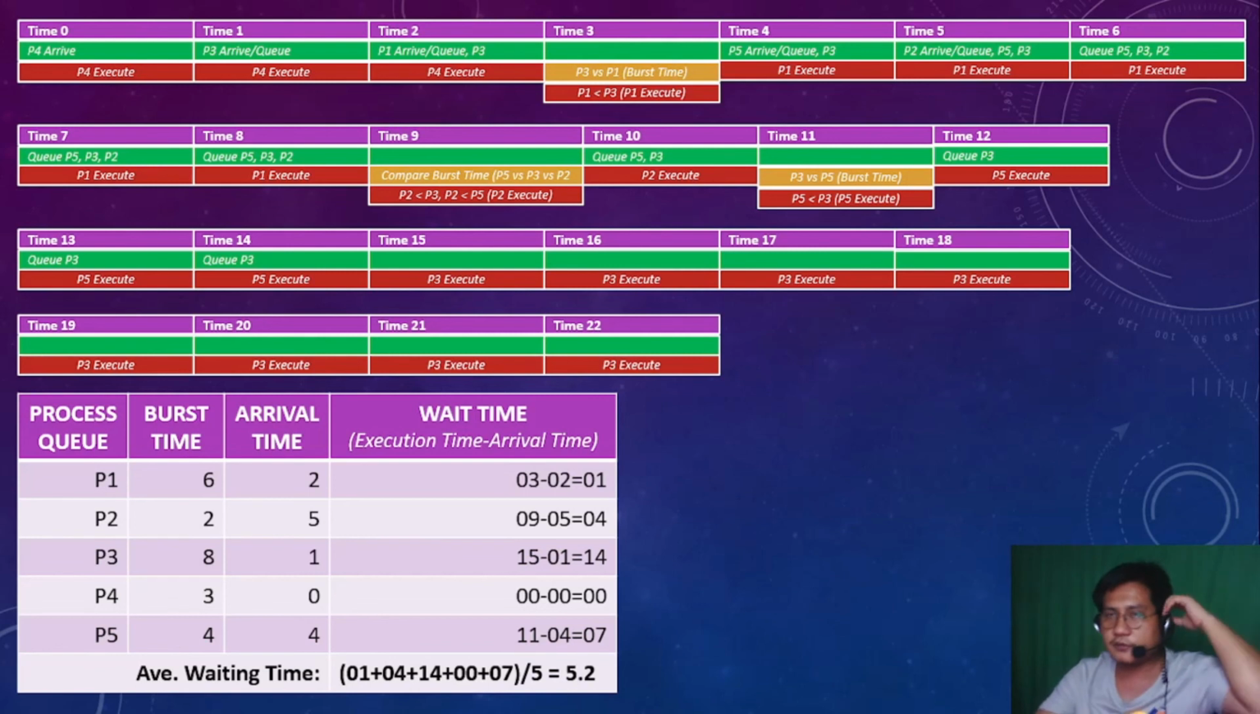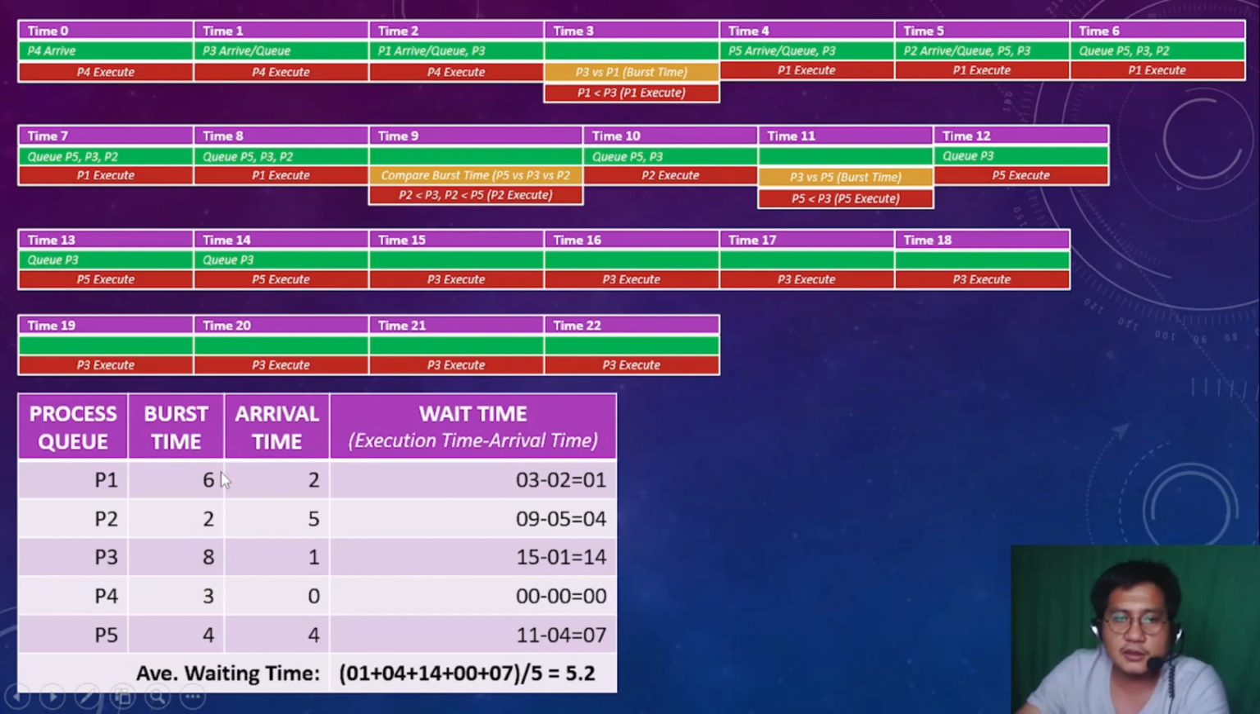Now, same as the previous algorithms, first come first serve and round robin, the wait time has the same formula, which is the execution time minus arrival time. When you say execution time, it talks about the total length of slices of time it gets to execute.